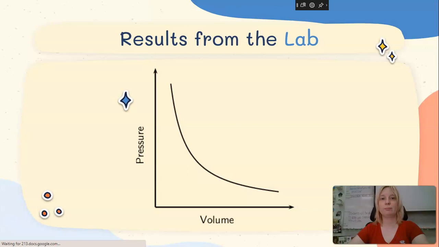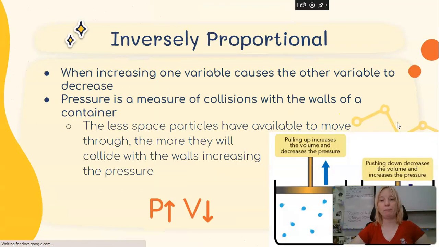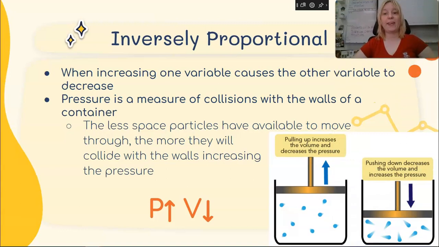So this is what your graph from the lab should look like. As you can see, as the volume of your syringe increased, the pressure dramatically decreased. We call this type of relationship inversely proportional. Basically, this means that variables do the opposite of one another. So when one variable increases, the other one decreases, and vice versa.